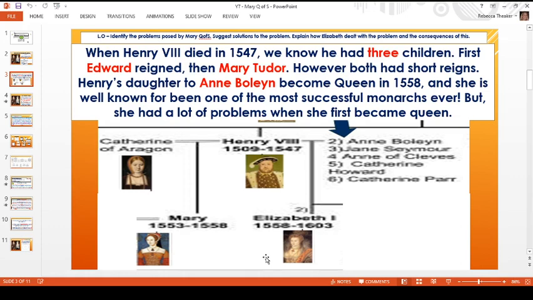But if you can remember last lesson, we talked about some of the problems that Elizabeth faced when she was queen, such as the fact that many people claimed that she wasn't the lawful queen. She had problems with religion as well, with Protestants versus Catholics. She had a problem with Spain too, and she also had the problem with the fact that she was a woman and people didn't take her seriously because she refused to marry.